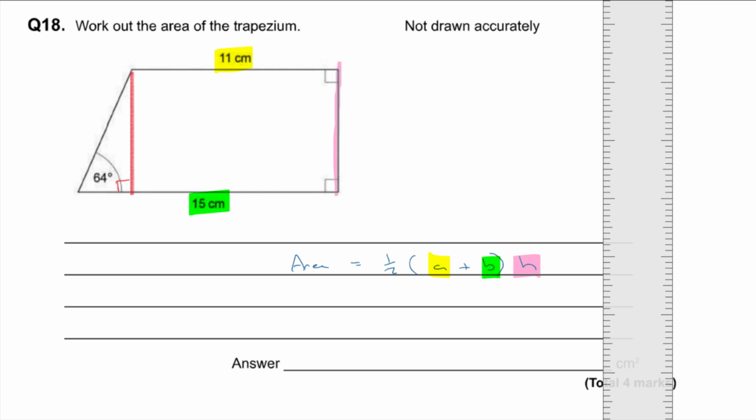It'd be helpful if I knew this side here, for instance. I can work that one out, can't I? Because it's a right angle over here, and I know that's 11 and that's 15, then this bit here must be the difference between 15 and 11. It must be 4, mustn't it? Okay, so that length there is 4.